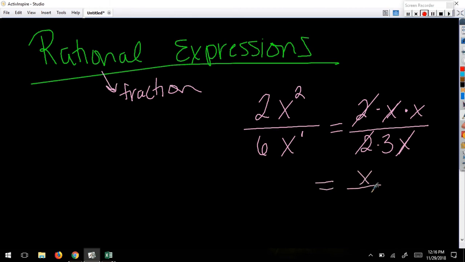So it's x over 3, which you could have gotten by saying, well, 2 over 6 is 1 over 3, and 2 minus 1 on the x's would leave you 1. Okay? It's just another way to think about it. It's going to help you with the rational expressions.